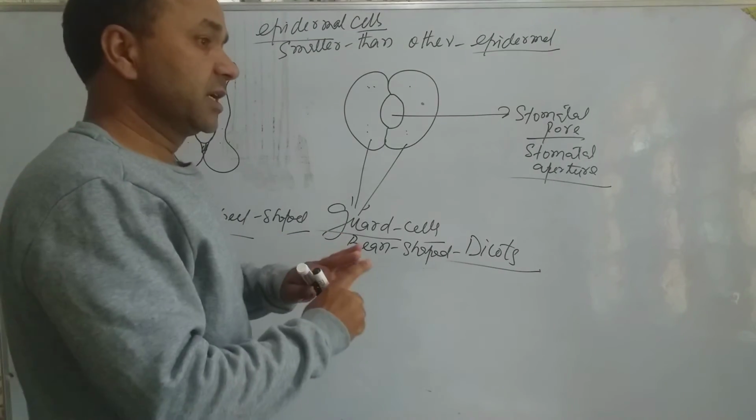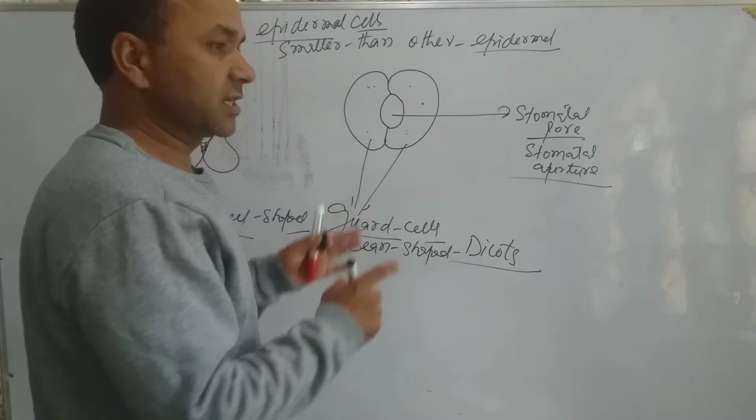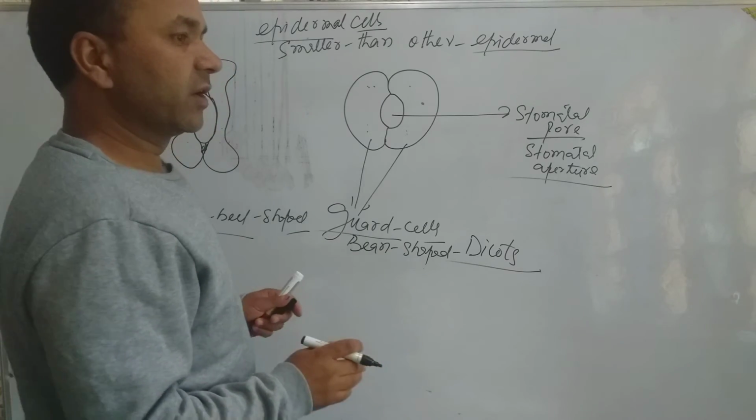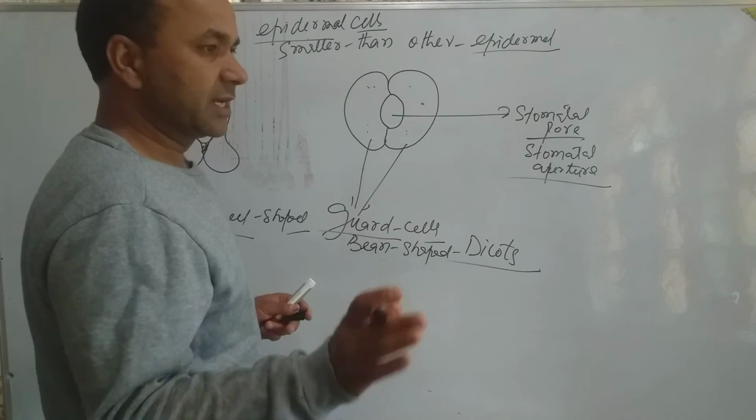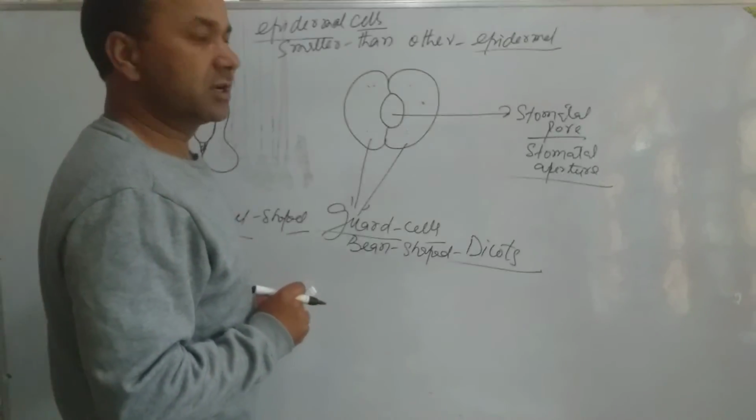Why? Because by having smaller size, turgor changes occur with small absorption of water or small loss of water, by which the opening and closing of stomata occurs.